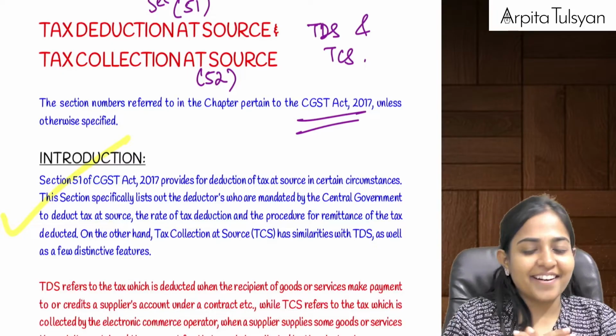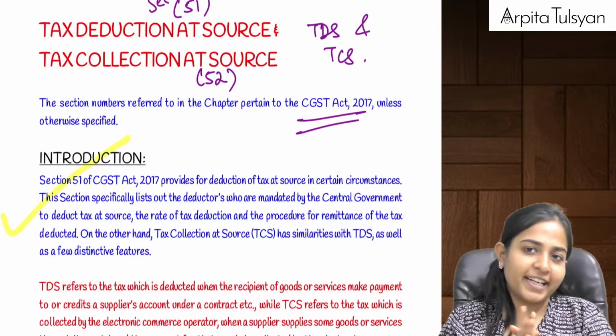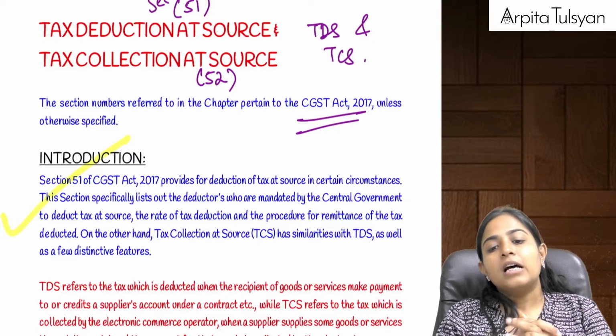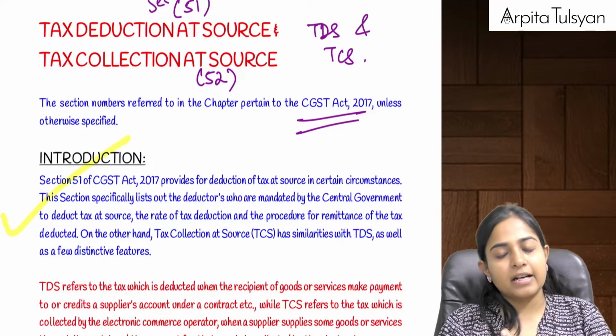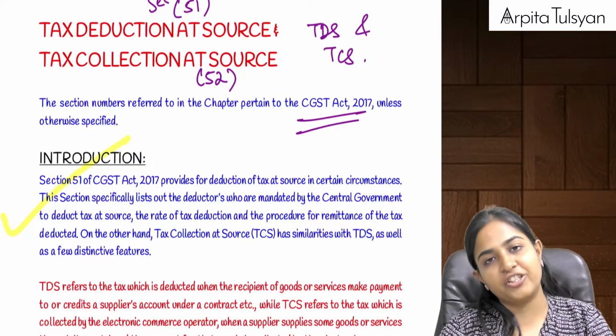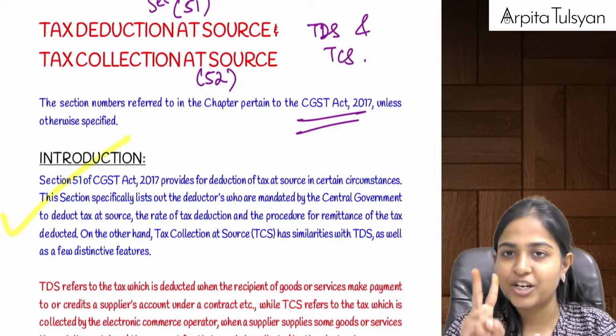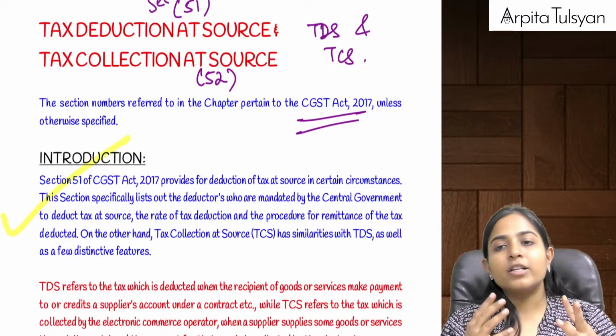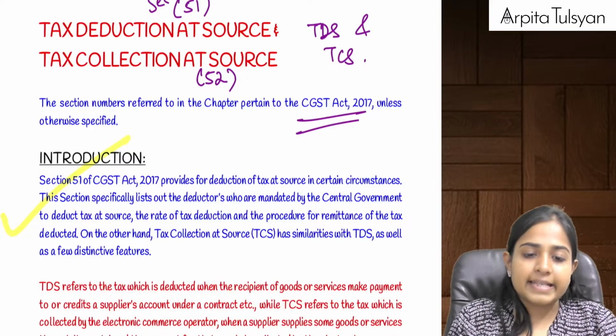Okay, so let's start with a super quick revision of the next chapter, that is TDS and TCS. Yes, two sections. TDS is covered under section number 51 of the CGST Act. TCS is covered under section number 52 of the CGST Act 2017. What does the concept of TDS and TCS say?